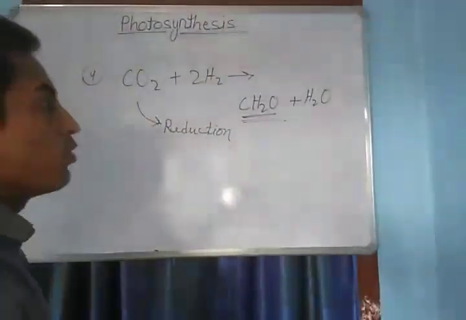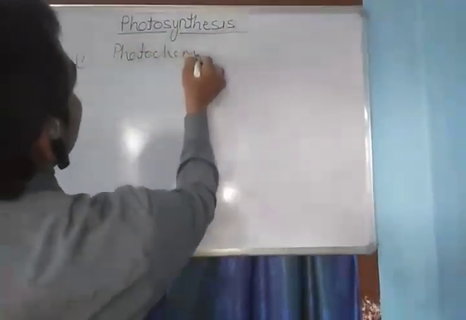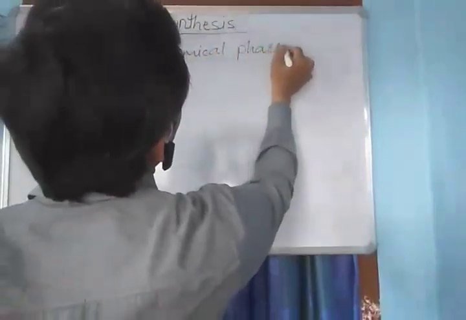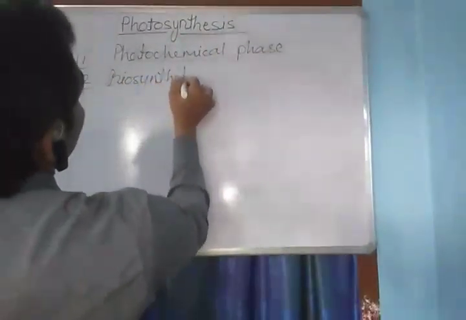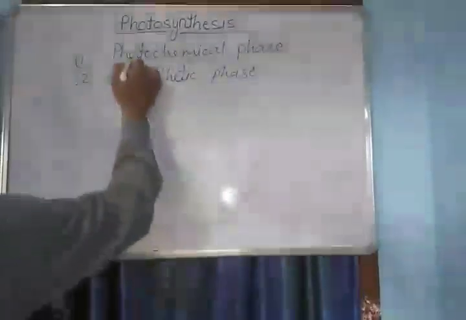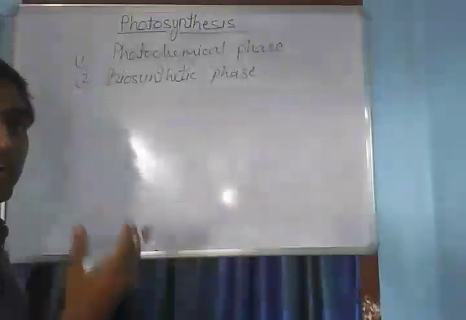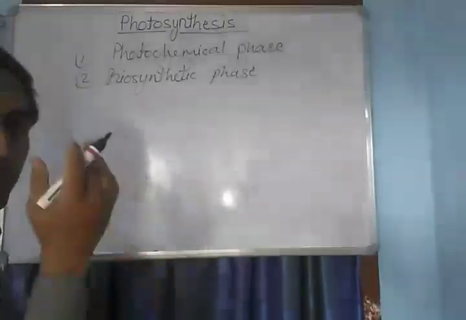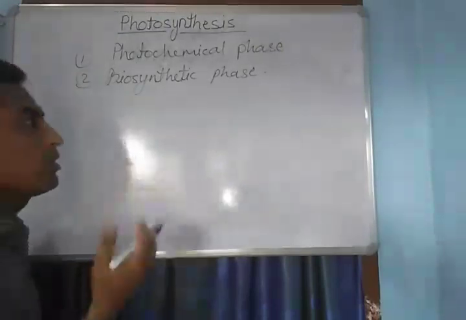So actually the photosynthesis process is completed in two phases. The first phase is the photochemical phase and the second one is the biosynthetic phase. The photochemical phase is also known as light reaction or Hill reaction because this process is completed in the presence of light, as light energy is used for the process.